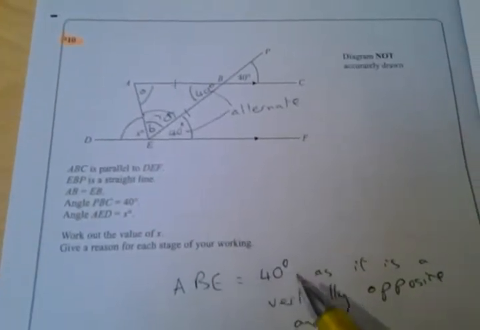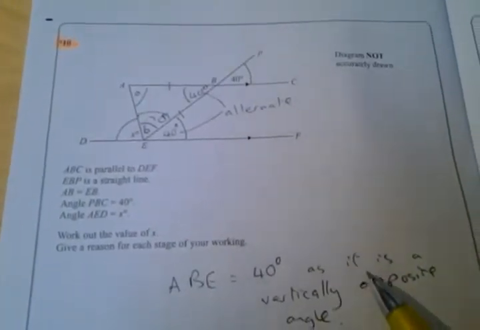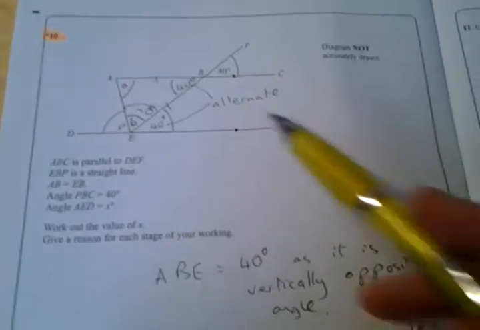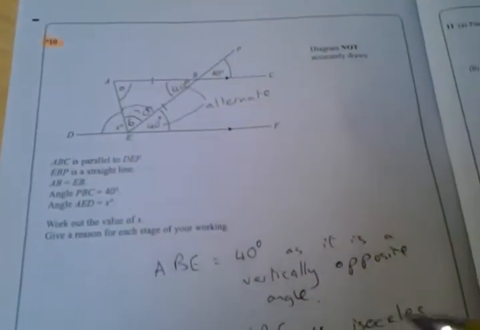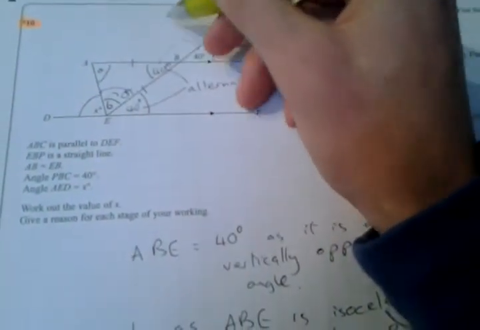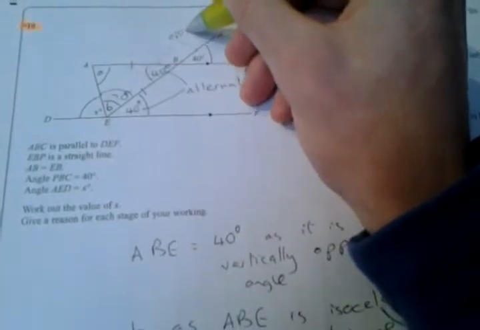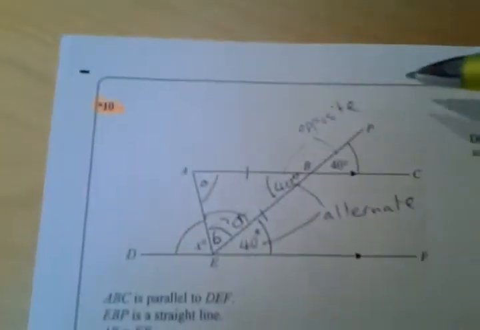ABE equals 40 degrees as it is a vertically opposite angle. These two angles here are vertically opposite. I can mention that in a sentence, and if I want to, I could also maybe make a note of it on my diagram.